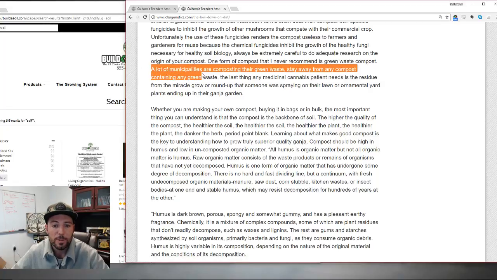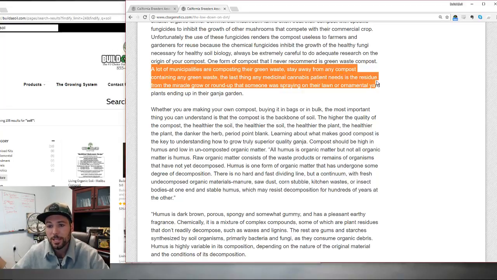All right. A lot of municipalities are composting their green waste. Stay away from any compost using this green waste. The last thing any medicinal cannabis patient needs is the residue from Miracle-Gro or Roundup that someone's spraying on their lawn or ornamental yard, ending up in their ganja garden.